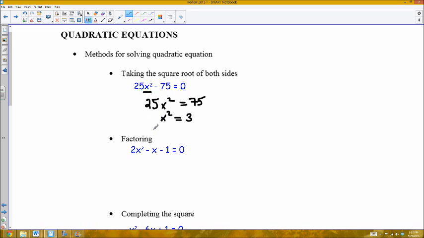75 divided by 25 is 3. And since I've isolated x as a perfect square, I can go ahead and take square roots of both sides to get rid of that square. And recall that whenever you take square roots, you get both a positive and a negative solution. So I end up with, as my final answer, x is plus or minus the square root of 3. So it's the fastest method for solving for the value for x in that case.